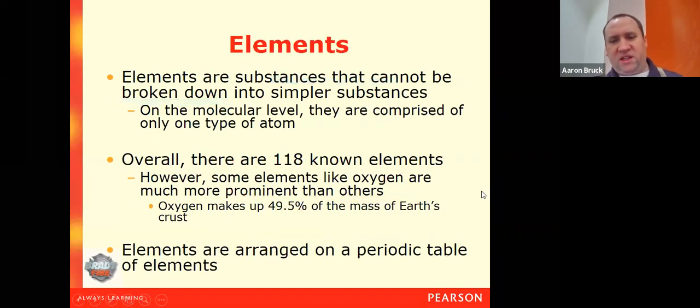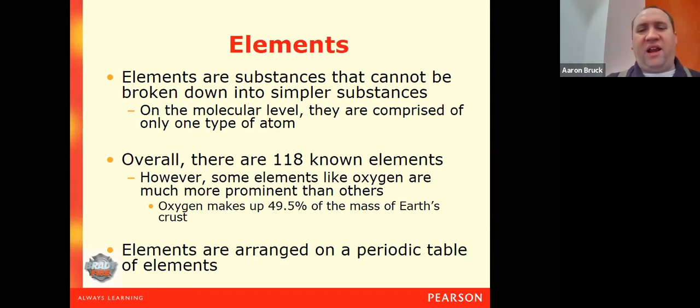Looking a little bit more closely, elements are substances that you cannot break down into simpler substances. And that's true physically as well as chemically. The only way I can break an element down into simpler substances is if I do some kind of a nuclear reaction with it, and that nuclear reaction is, well, going to destroy more than just the element itself.